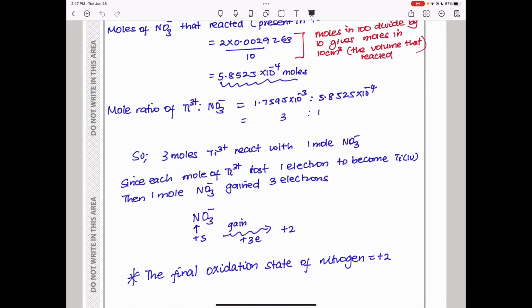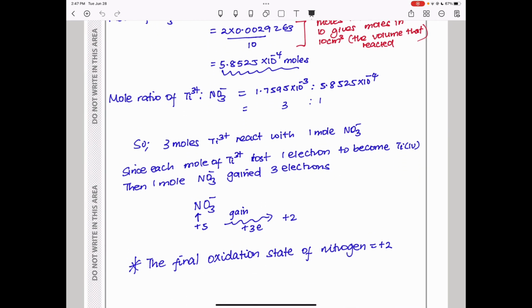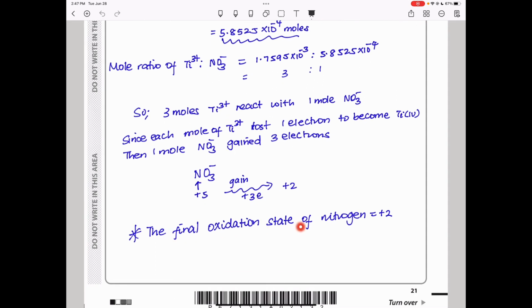So the ratio should be, as you can see here, this is coming from +5 oxidation state, and then we can see it's going to +2, so 3 electrons are going to be gained. Yet this titanium goes to titanium 4, being oxidized. It is going to lose 1 electron, so we will need 3 of these, and then the other is going to be 1.